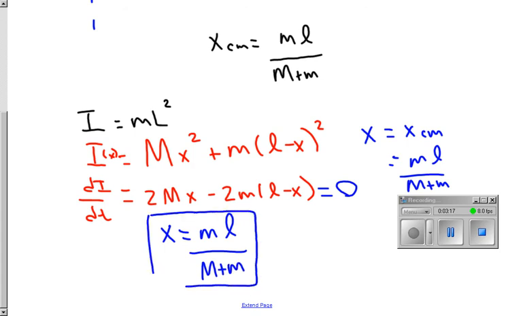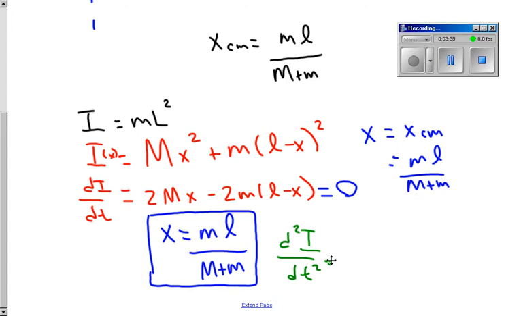Now this isn't quite done because we've just proven that this is a critical point. Even though there is only one critical point in this equation up here, we should make sure that this is in fact a minimum and not a maximum. So we do that by taking the second derivative of this. We take d squared I over dx squared, which if we take that derivative here, we end up getting that this is 2m, this is a capital, it doesn't really matter, 2m plus 2 capital M.